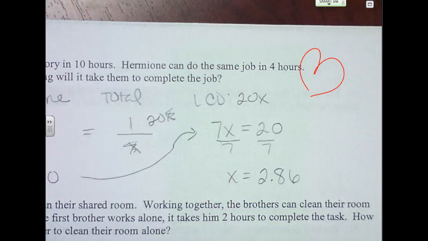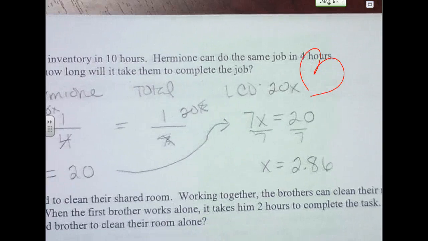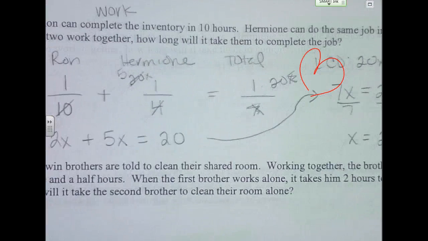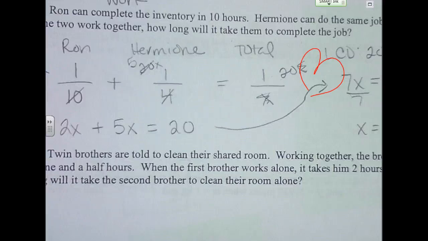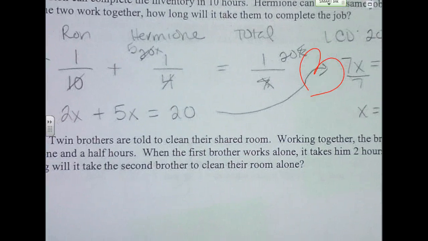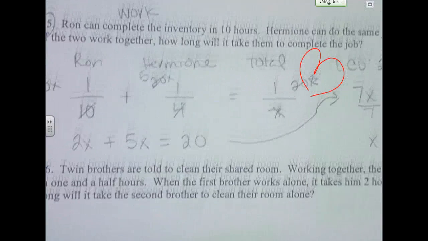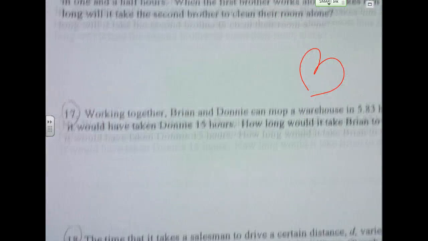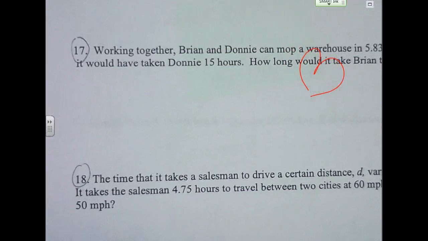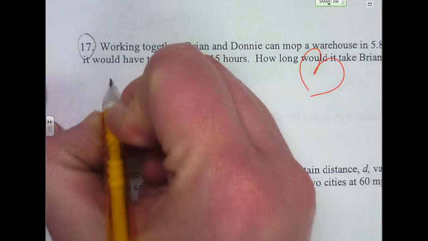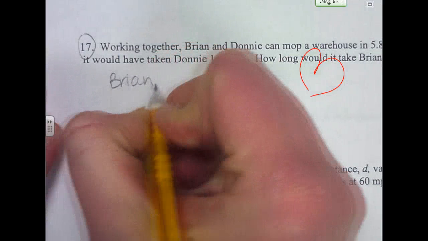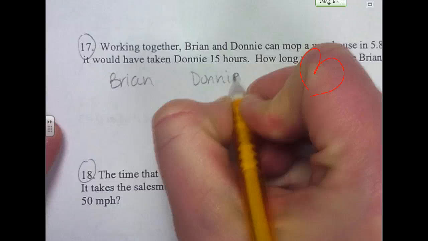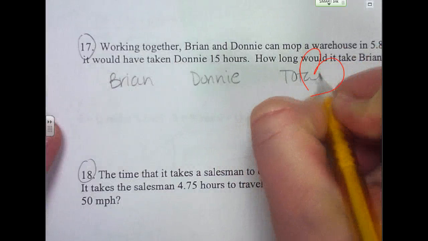Okay, so like I said, there are 2 work problems on the test. One is like this, where you find the total. And then we're going to do number 17, where you have to find one of the people. So let's go down to 17. Okay, so 17, we have Brian, and we have Donnie, and the total.